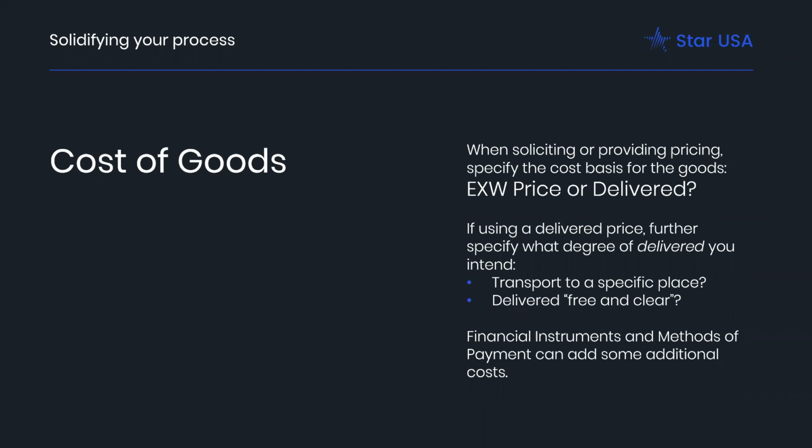So it's important to be aware of some of the things that can throw a hitch in the works. You can also consider things like financial instruments and methods of payment that add additional costs. Things like a letter of credit is what I'm talking about here. Those cost some money to produce. And it's important to recognize what those might be, even if they may not be that significant in the grand scheme.